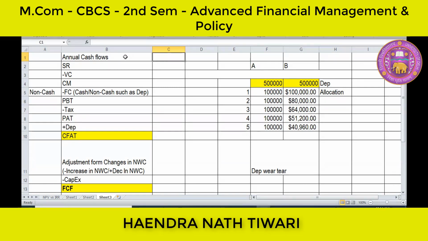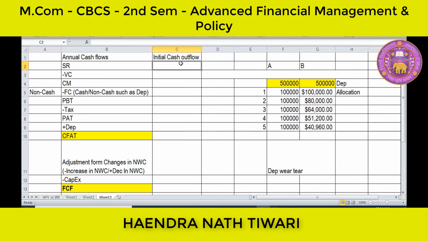So these are the annual cash flows. Every year these will happen. These are also known as subsequent cash flows. Let us understand how to determine initial cash outflow, because all the methods that we will be dealing with will work on cash flows only. So let us understand how we will determine initial cash outflows. Right?